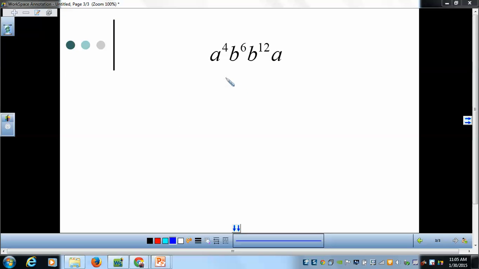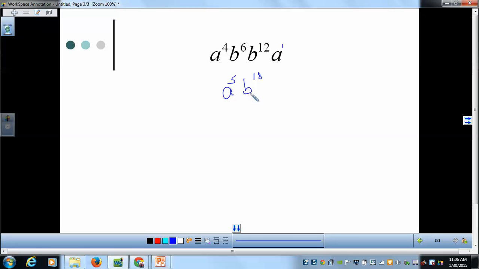So really what I want to know is how many a's are we multiplying? So we have 4 a's here and only 1 a here. So remember, this is a to the first power. So I'm really multiplying 5 a's. So I can just go ahead and write that as one term, a to the 5th power. And then I need to look at the next type of base, which are b's in this case. And I have 6 b's multiplied here times 12 b's here, which means I'm really multiplying 18 b's together.